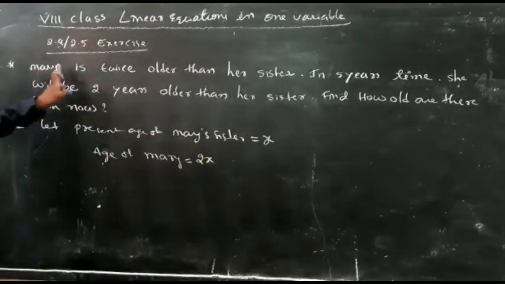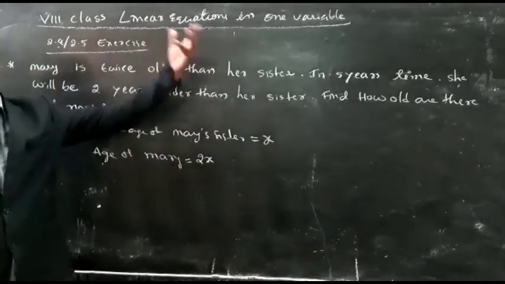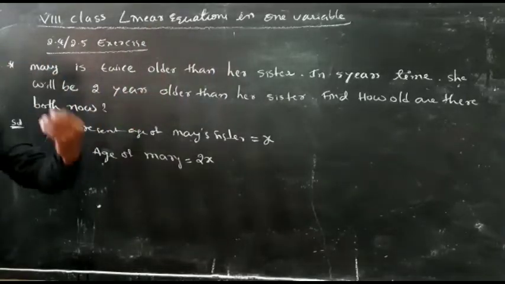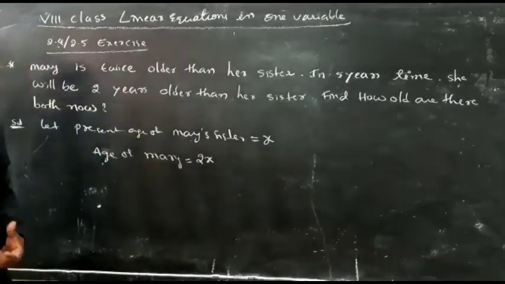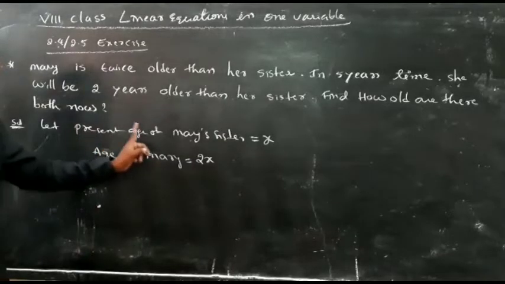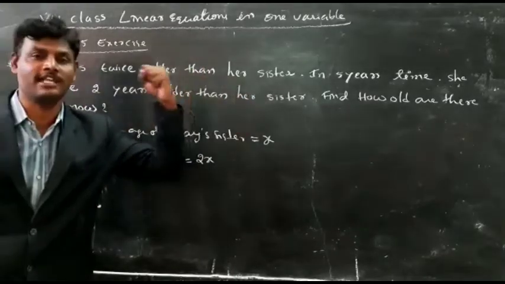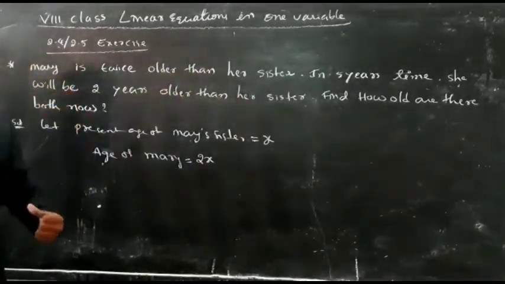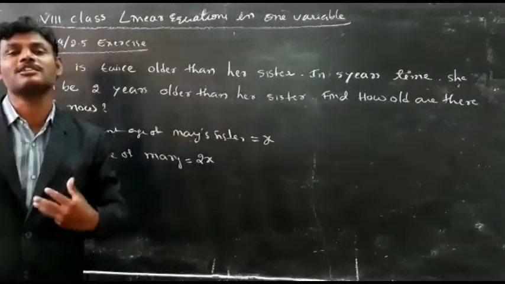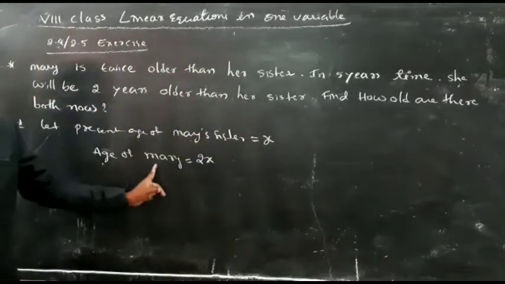Now Mary is twice older than her sister. So I don't know the present age of Mary's sister. What am I taking here? Let the present age of Mary's sister be equal to x. Then what about Mary's age? It is twice her sister's age. So the age of Mary is equal to 2x.